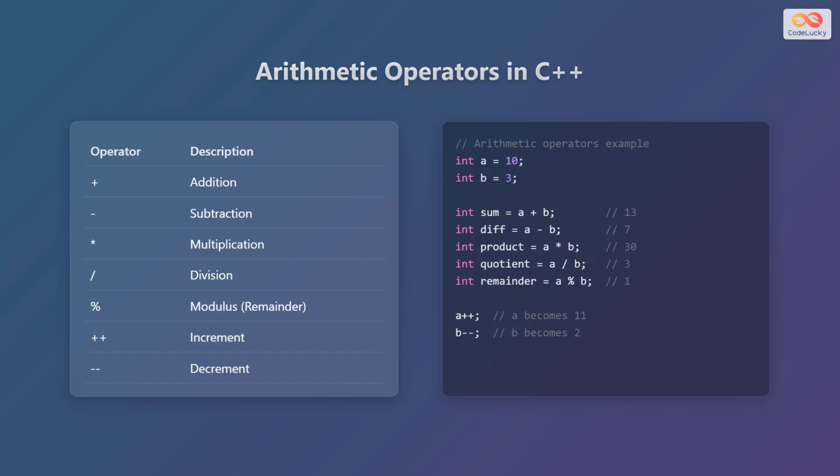Now let's look at some code. Here we have two integer variables, a which is assigned the value 10 and b which is assigned the value 3. We can use the addition operator to add a and b, and store the result in the sum variable. Similarly, we can subtract b from a to find the difference, multiply a and b to find the product, divide a by b to find the quotient, and use the modulus operator to find the remainder of the division. We also have the increment and decrement operators. The a plus plus increments the value of a by 1, making it 11, and b minus minus decrements the value of b by 1, making it 2.